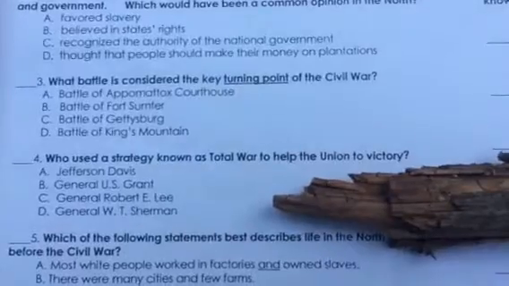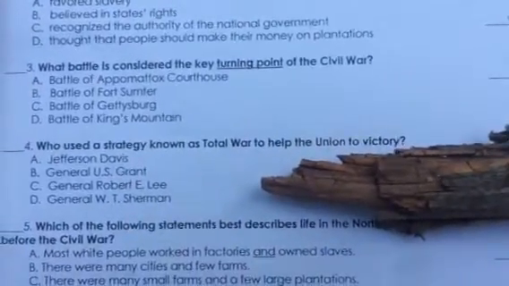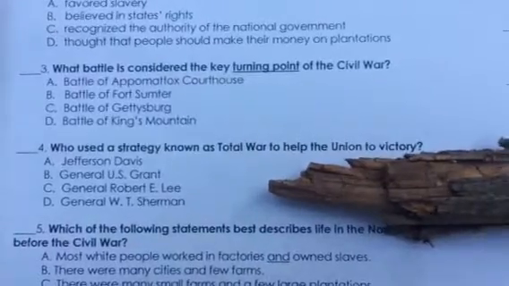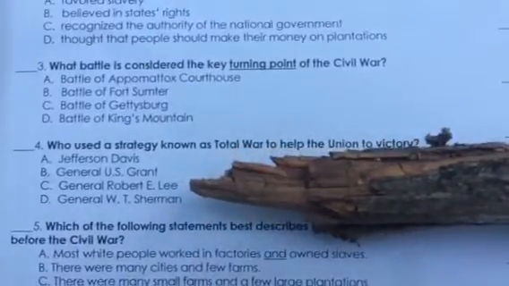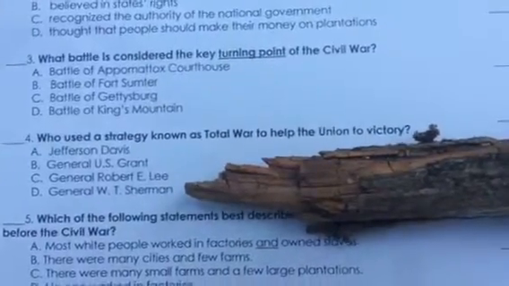4. Who used a strategy known as total war to help the Union to victory? A. Jefferson Davis. B. General U.S. Grant. C. General Robert E. Lee. D. General W.T. Sherman.